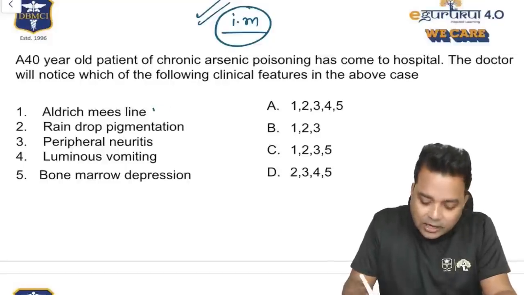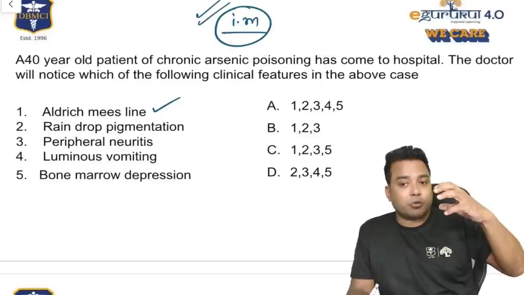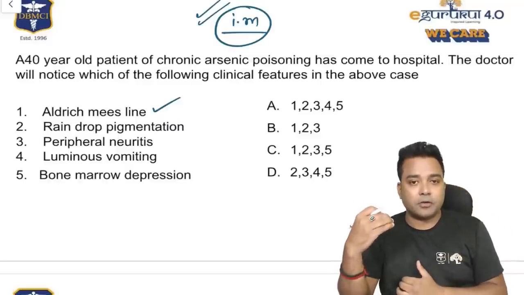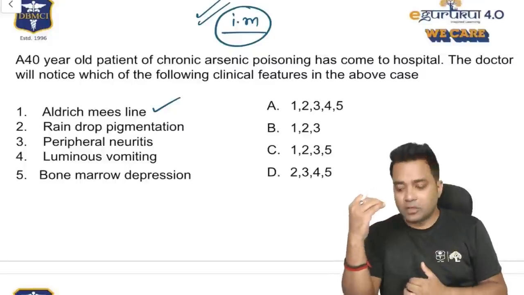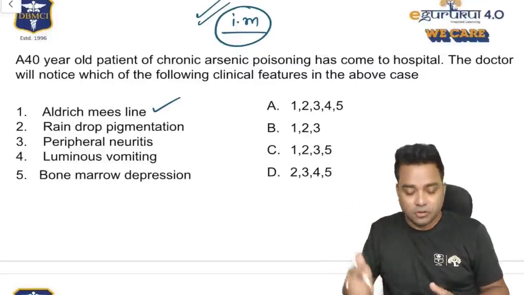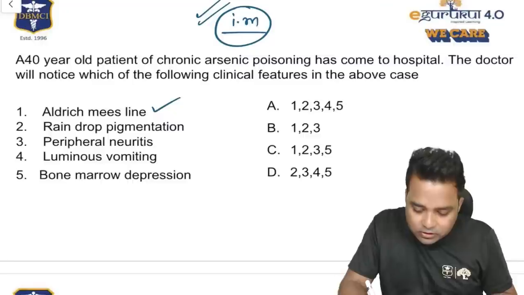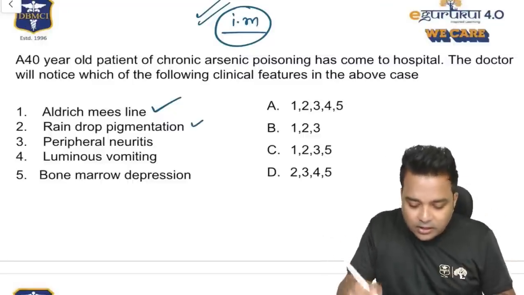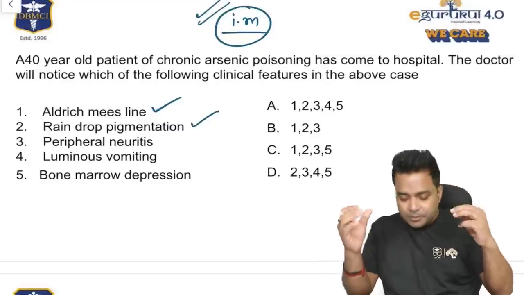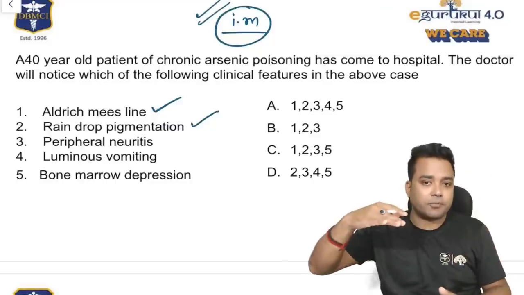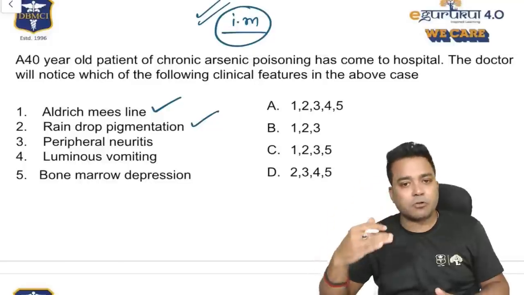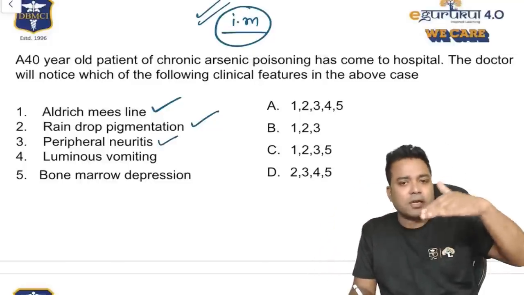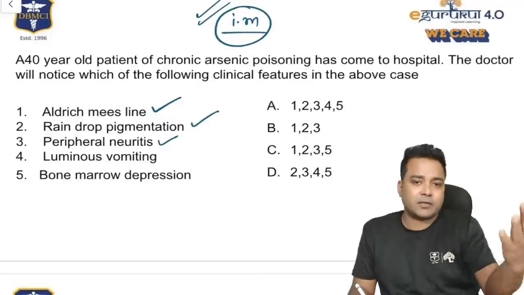Aldrich Mees lines, yes, arsenic. In chronic arsenic poisoning, what happens? Arsenic is redistributed from blood to keratin-rich tissues like skin, hair, nails, and bones. So yes, in nails, it causes Aldrich Mees line formation, white colored transverse lines. In skin, it leads to a hyperkeratosis picture. Hyperkeratosis means thickening of the stratum corneum. Along with that, raindrop pigmentation also occurs. Then it leads to asymmetrical sensory motor neuropathy, or I can summarize, peripheral neuritis, correct?